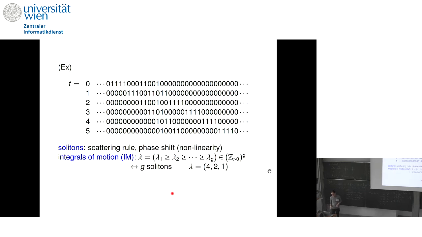Then, as a summary, we have some scattering rule with phase shift. And moreover, this system has integrals of motion. It is easier to know this by looking at the time 0 and 5, for example: the length and the number of solitons are preserved. In this case, 4 to 1 is preserved. But amazingly, there is an algorithm to calculate this 4 to 1 also for intermediate states. I will show the way soon.